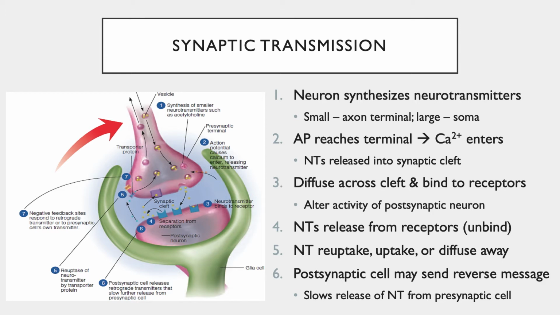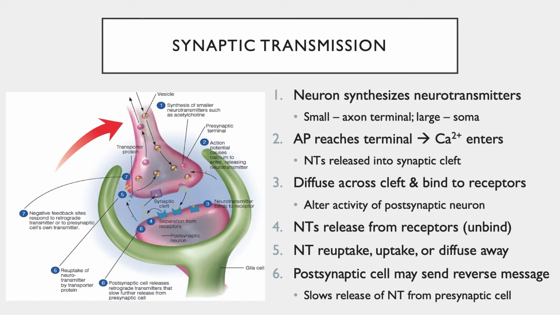In step 4, neurotransmitters release from their receptors, and you can think of that as unbinding. So they release away from where they were once bound to the receptor. From here, they can undergo a process known as reuptake, where the presynaptic neuron that released the neurotransmitter takes it back. Uptake, where another cell takes it instead of the cell that released it, and that could be a neuron or a glial cell. Or in some cases, it diffuses away, never to be heard from again.